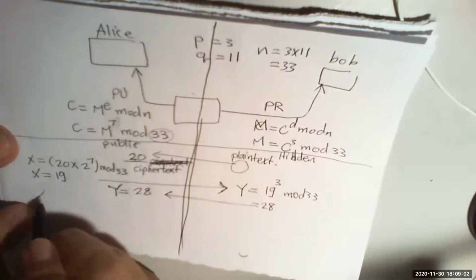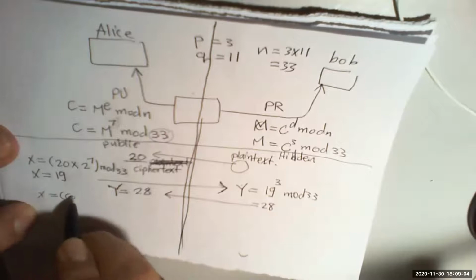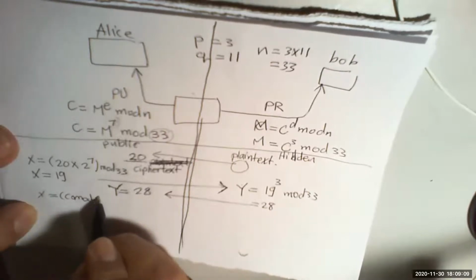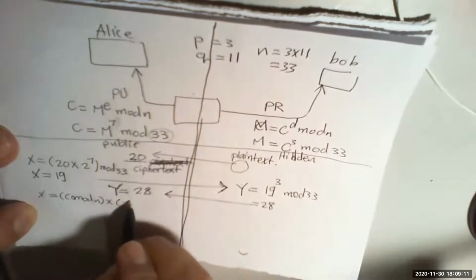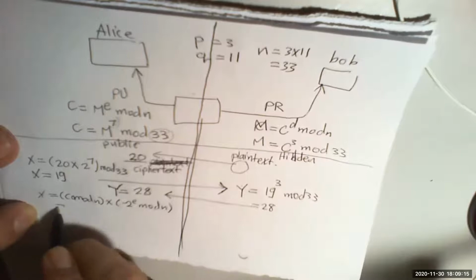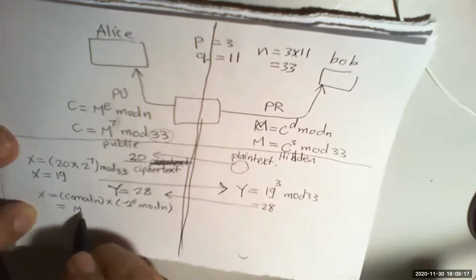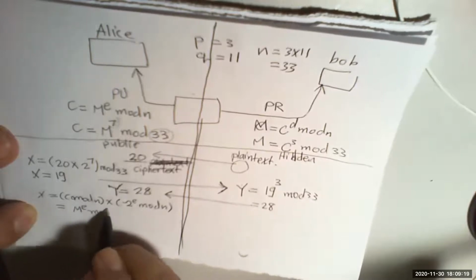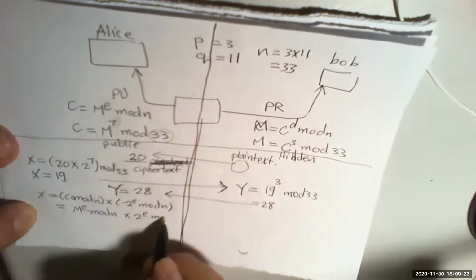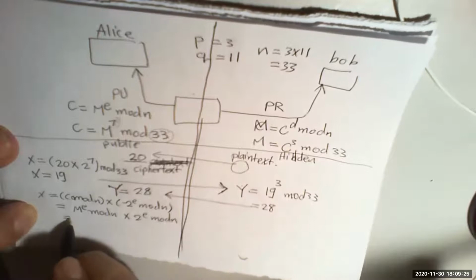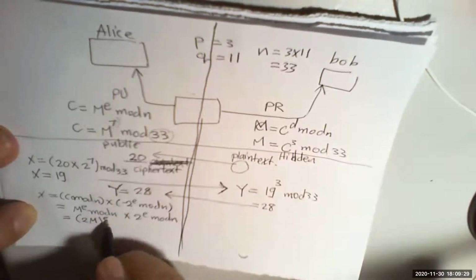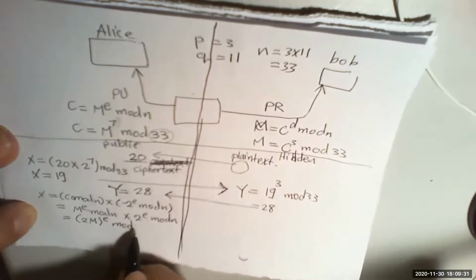x equal c mod n multiplied by 2 to the power e mod n. This is m to the power e mod n multiplied by 2 to the power e mod n. This is going to give me 2m to the power e mod n.